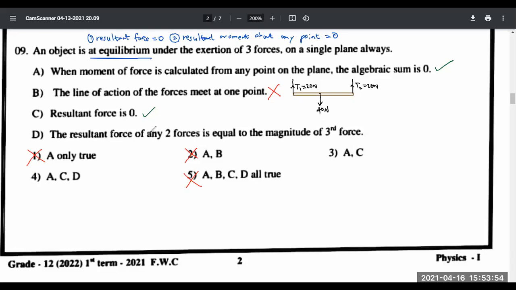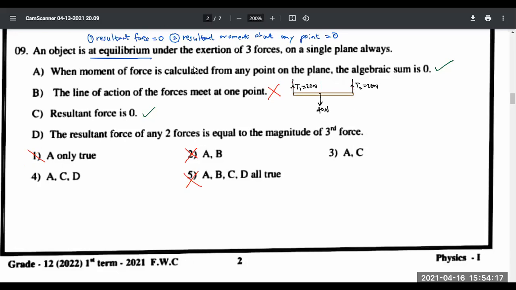The resultant force of any two forces is equal to the magnitude of third force. Correct, no people? We have done this many times. Now, if you take the resultant of T1 and T2, it will be how much? 40 upwards. Something like this. We have learned, right?